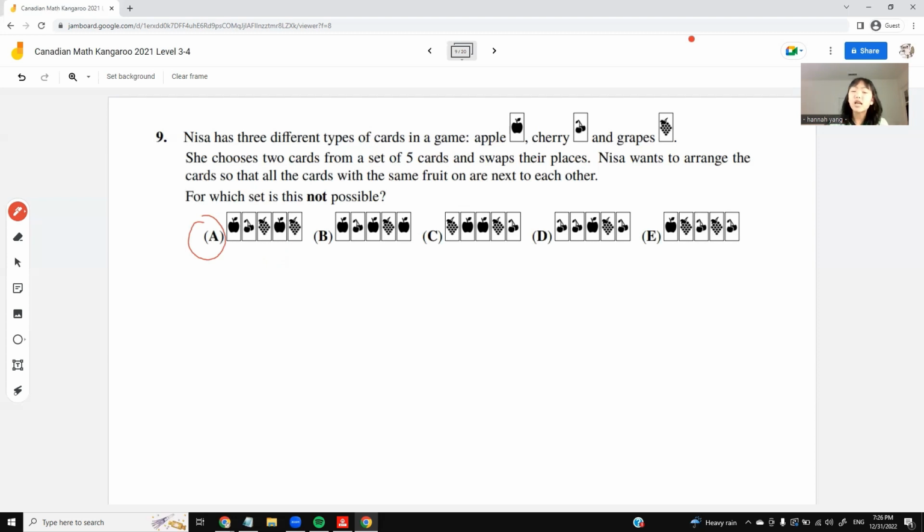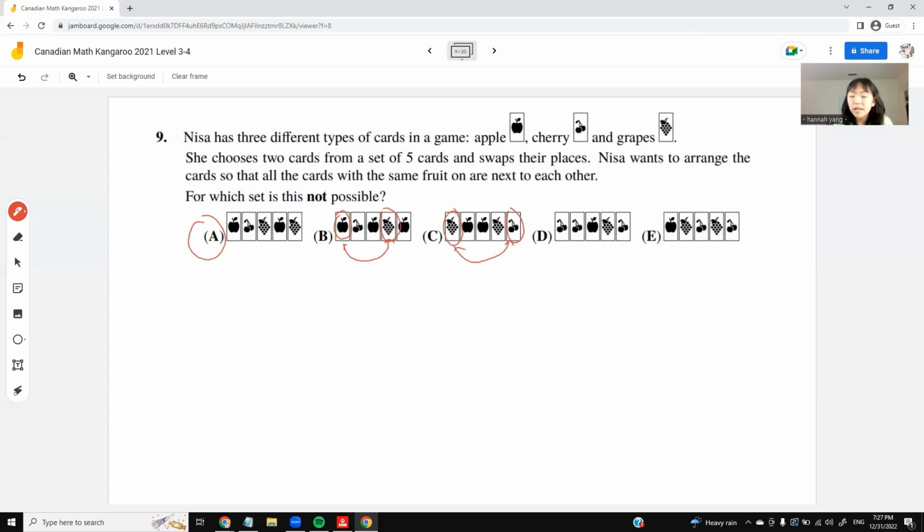But just in case, let's check some of the other solutions to get the gist of what we're looking for. For example, B would not be the correct solution because we can just swap this apple and this grape card so that all the apples are together. And for C, you can just swap this grape and this cherry card so that the apples and the grapes end up together.